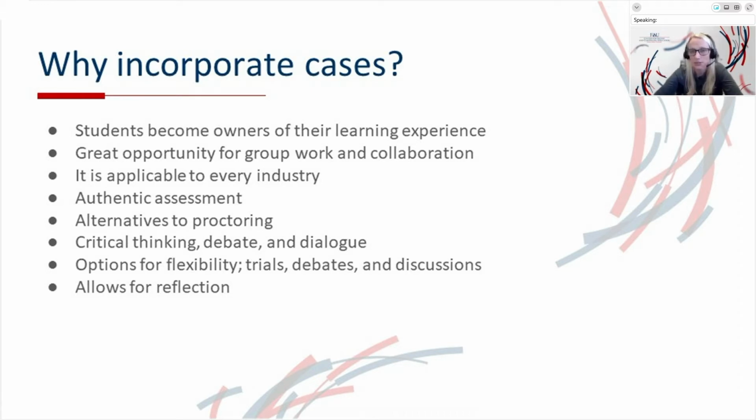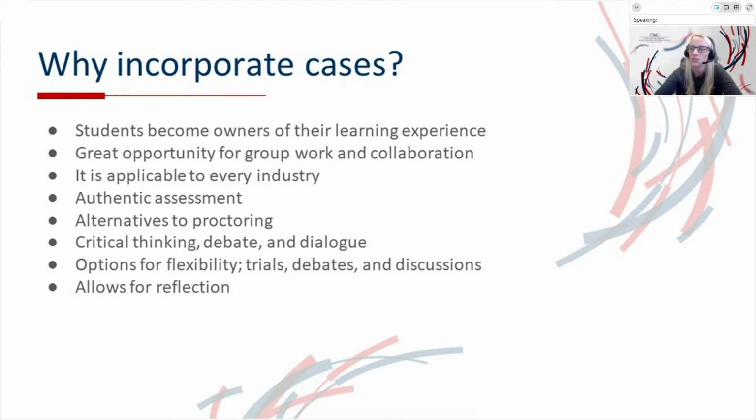And then there are options for flexibility. Is there going to be a trial? The course could be structured so that at the end there's a trial, or it could be mini debates throughout the semester, or just discussions, having a discussion amongst a small group to then come to a larger group.